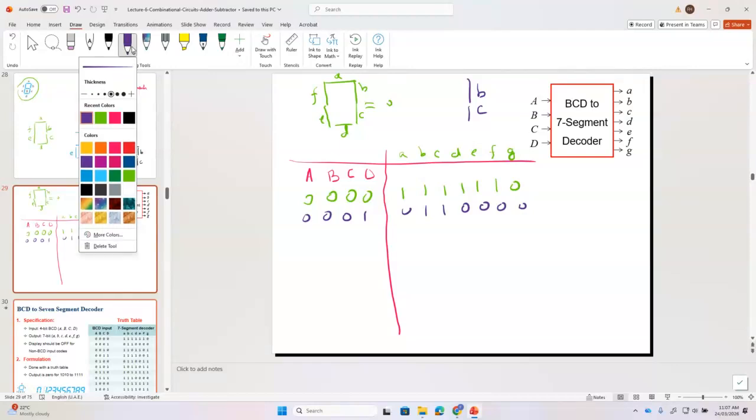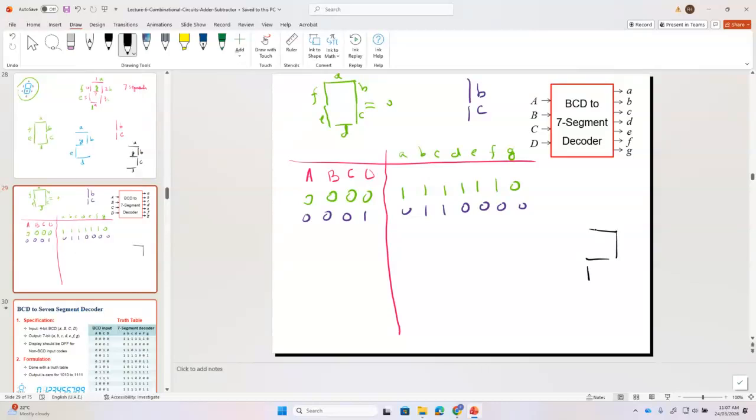Now let's assume you want to display 2. So now I'm using a different color, a black color. This is my 2. What is the code for 2? 0, 0, 1, 0. And this is A, B, C, D, E, F, and G. So A is 1, B is 1, C is 0, D is 1, E is 1, F is 0 and G is 1.